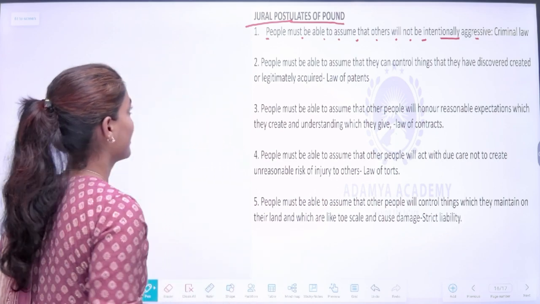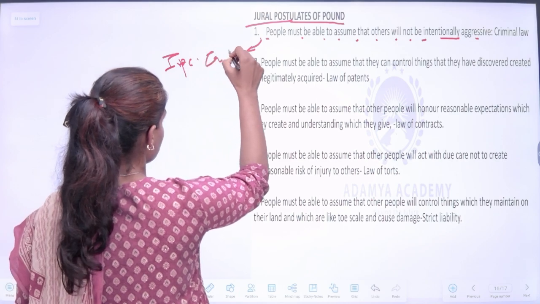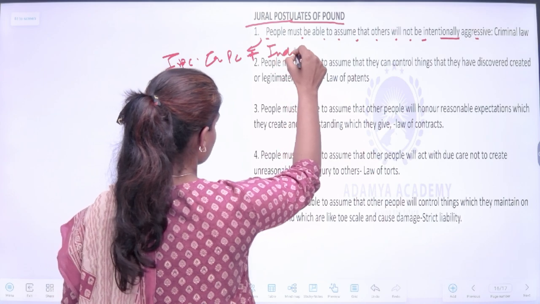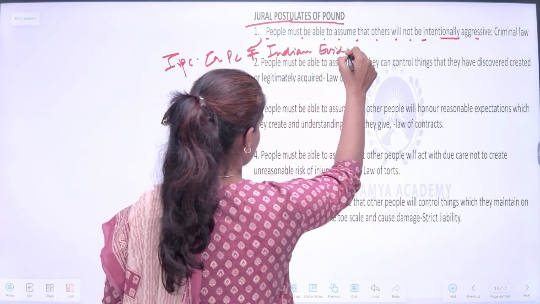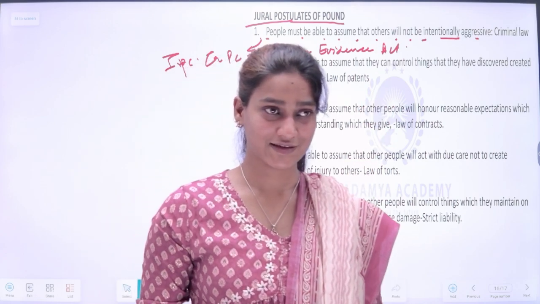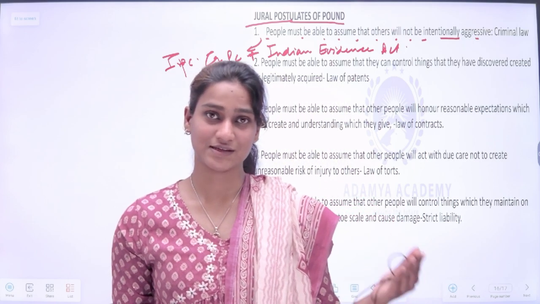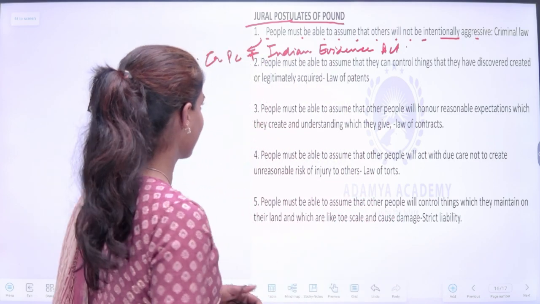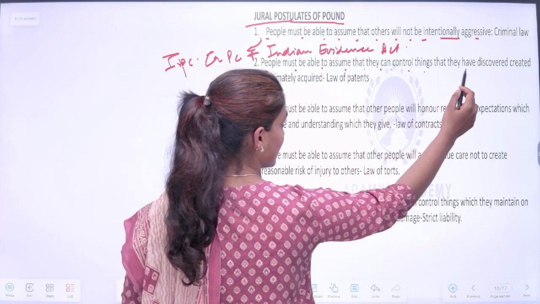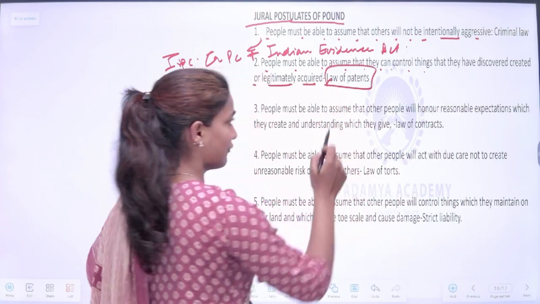So by this we have IPC, CrPC and the Indian Evidence Act. These three acts look into the fact that if persons become aggressive to others, then this law will take care of those persons. People must be able to assume that they can control things that they have discovered, created, or legitimately acquired, which is called law of patents.